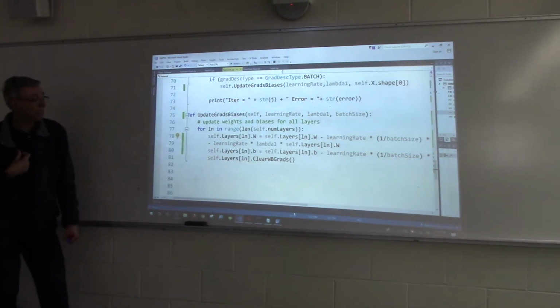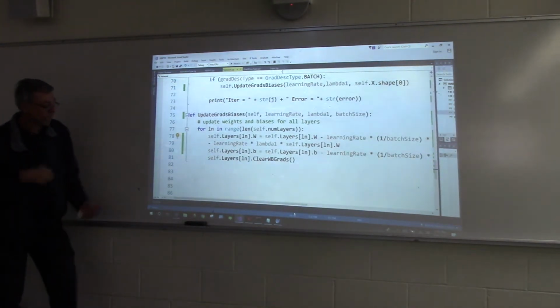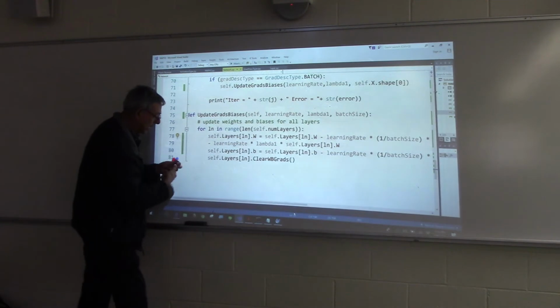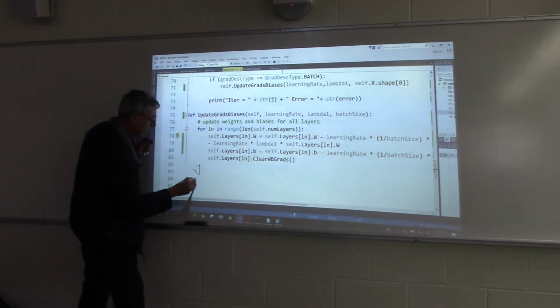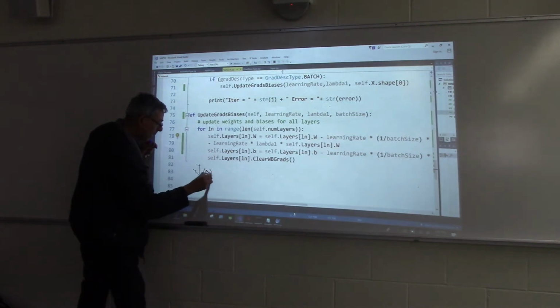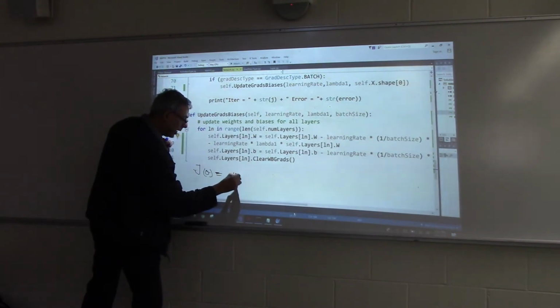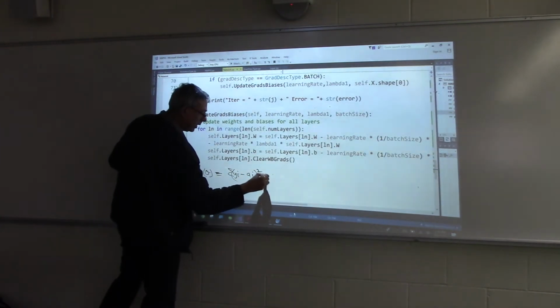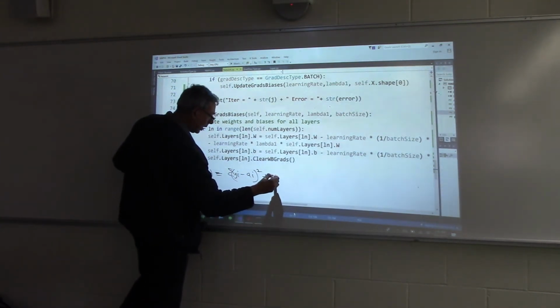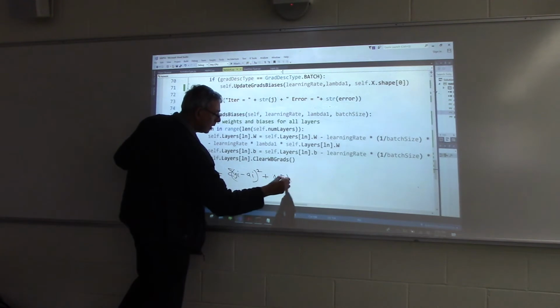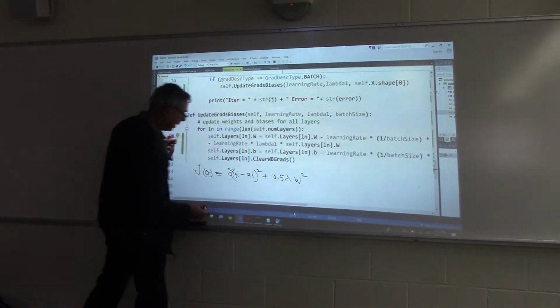Oh, Professor, sorry, but why is it minus the lambda? Why is minus there? Why not plus? Okay. So once again, if you take a look at our j of theta, over here was our regular yi minus ai square, right? Then we added this extra term over here, 0.5 lambda w square.